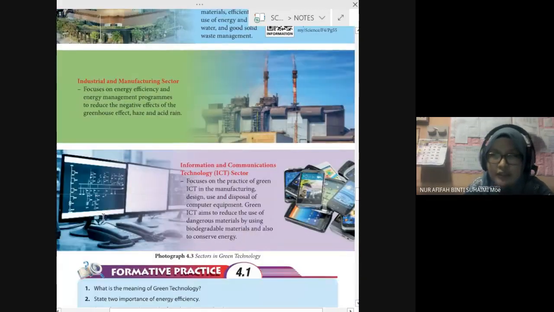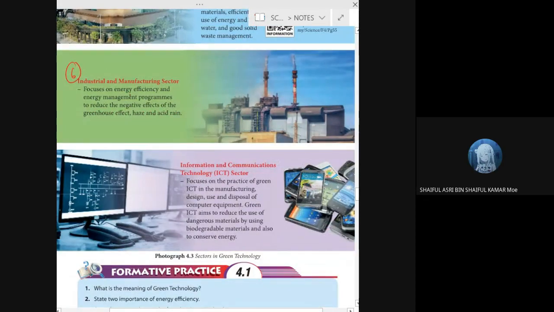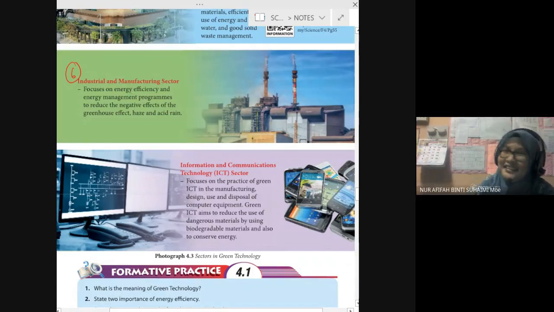Ini boleh baca sendiri, macam boring sikit. Okay. Number 6, industrial and manufacturing sector. Cikgu sendiri focus cakap on boring. Yelah, sebab benda boleh baca. Betul. Okay, industrial and manufacturing sector.